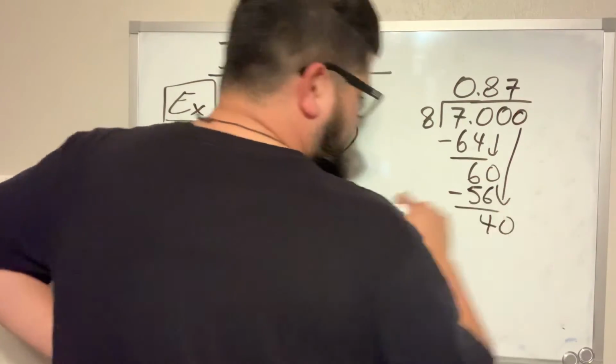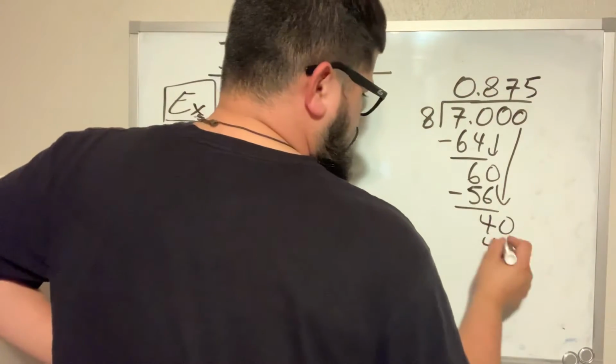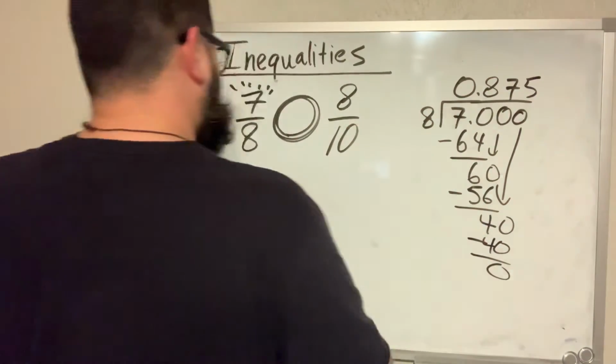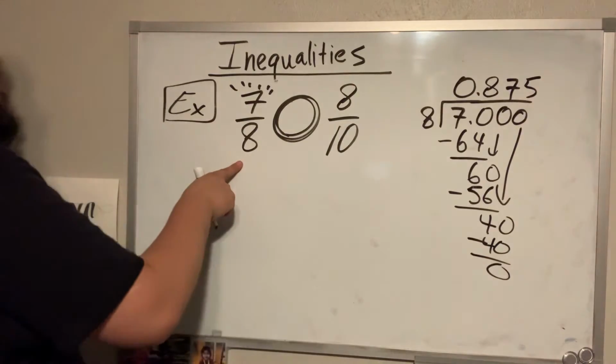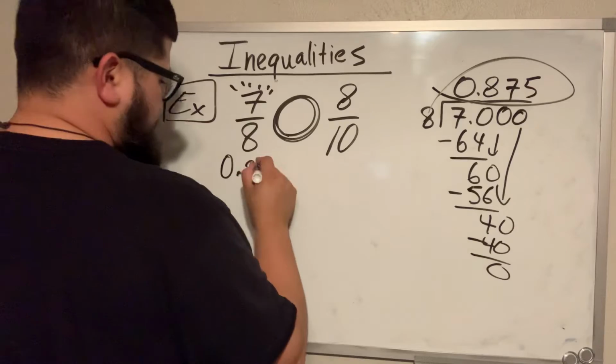Bring down our last 0. 8 into 40, 5 times. 8 times 5, we get 40. 40 minus 40, we get 0. So we end up with 7 over 8 equal to 0.875.